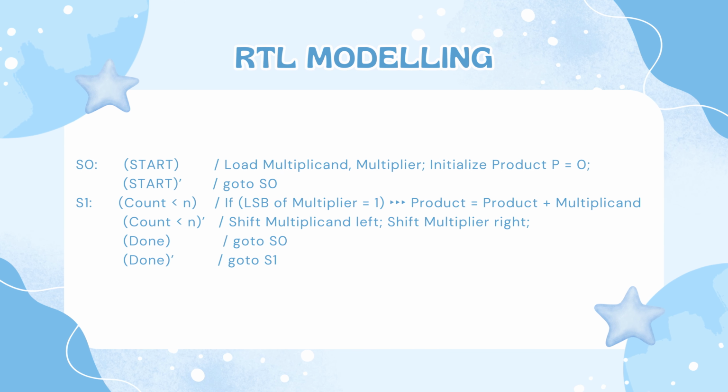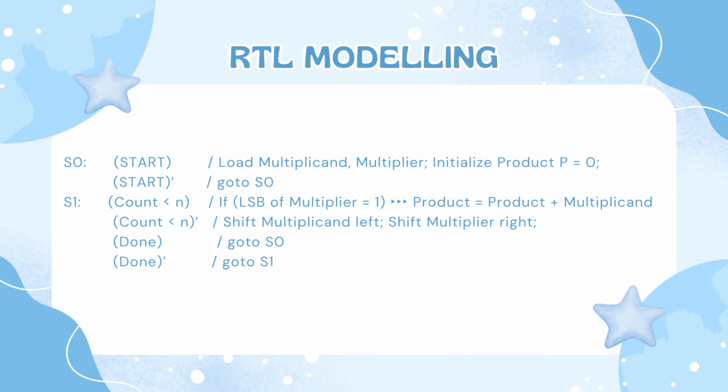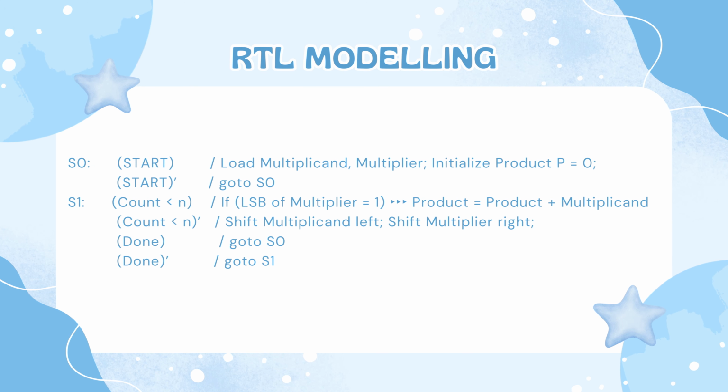Hi, my name is Rana Charia and I will do the explanation about RTL modeling. There are two states here, S0 and S1. In S0, start, load the multiplicand and multiplier, and initialize the product register to 0. If the reset is activated, stay in S0.